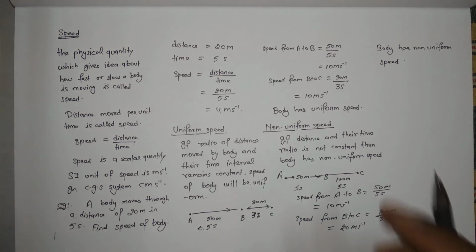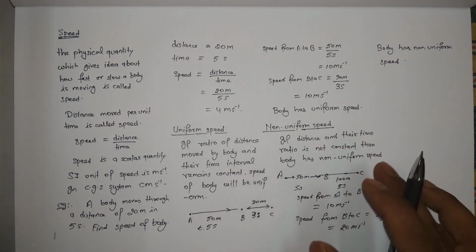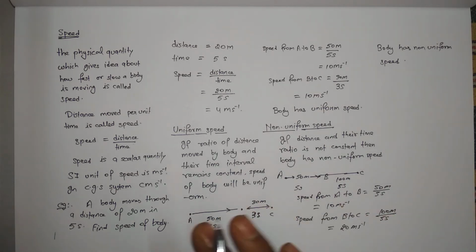It means generally we say that if a body has traveled unequal distances in equal interval of time, then body has non-uniform speed. If a body is moving equal distances in equal interval of time, then body has uniform speed.